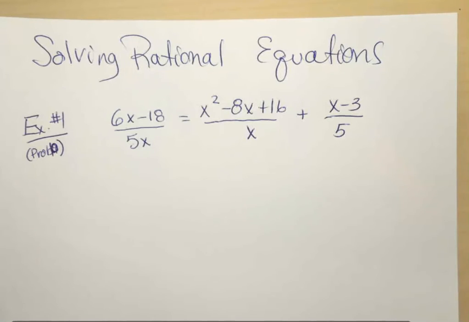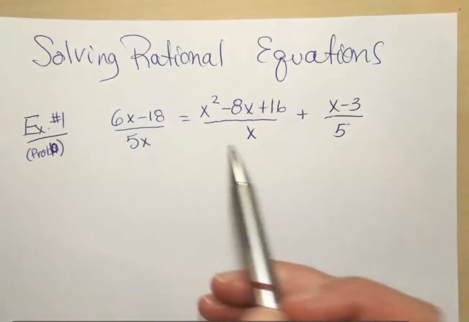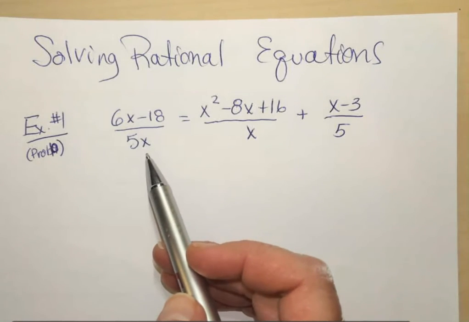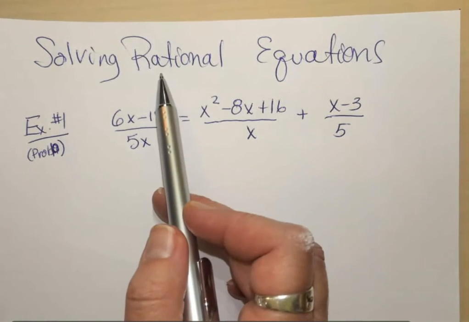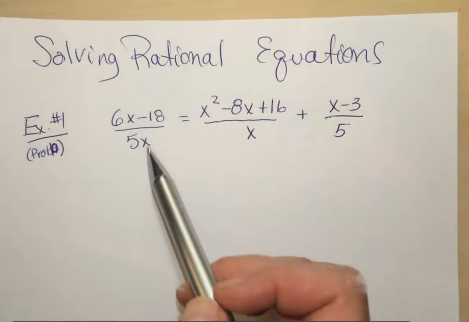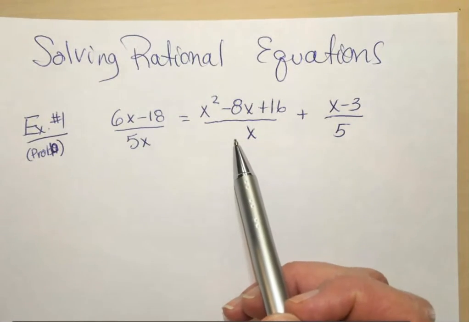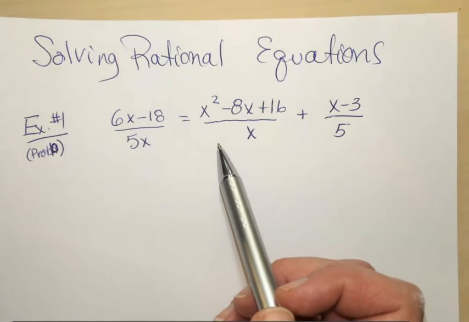Okay, our goal for this lesson is to solve rational equations. This is problem number 10 on the worksheet, or our example number 1. When we solve rational equations, rational means it can be written as a fraction, and you have a variable in your numerator or your denominator.